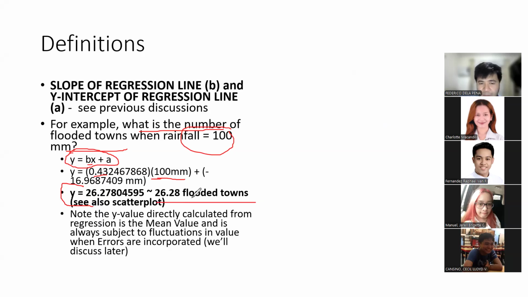At this point, this is just a mean value of our regression model. And again, I have discussed that this is subject to errors and fluctuations in value. And if we're going to incorporate the errors, this value will definitely change, or we will be getting something else. So we're going to discuss that later on. But for now, this is the mean value of our estimate.